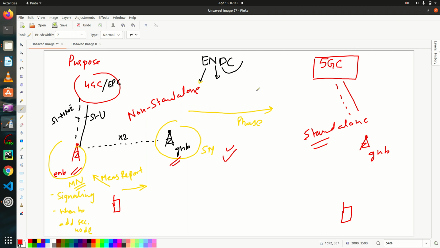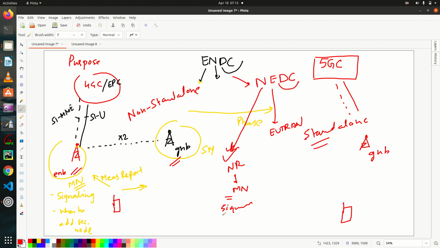One more thing, there is another option also, NEDC. We are not going to study it in detail. I'm just telling you that here N stands for NR, E stands for EUTRAN, and DC stands for dual connectivity. Here NR will be your master node. Why are we calling it the master node? Because it is responsible for signaling and for deciding when to add the secondary node.